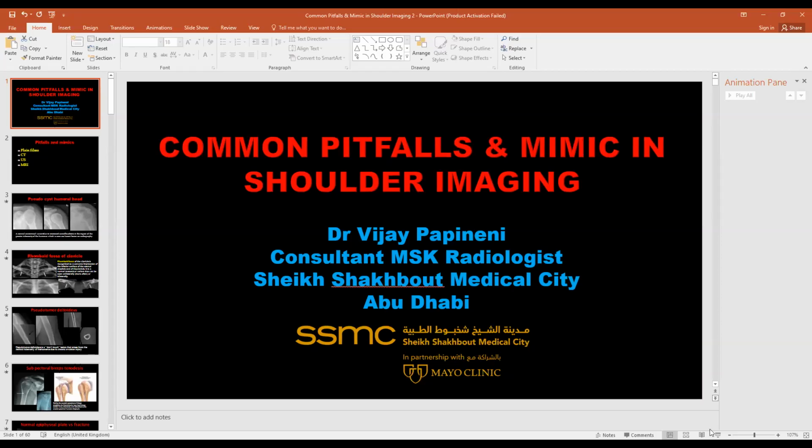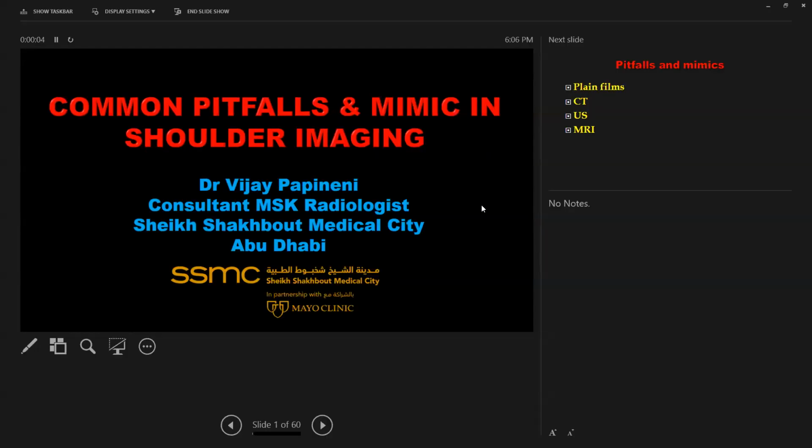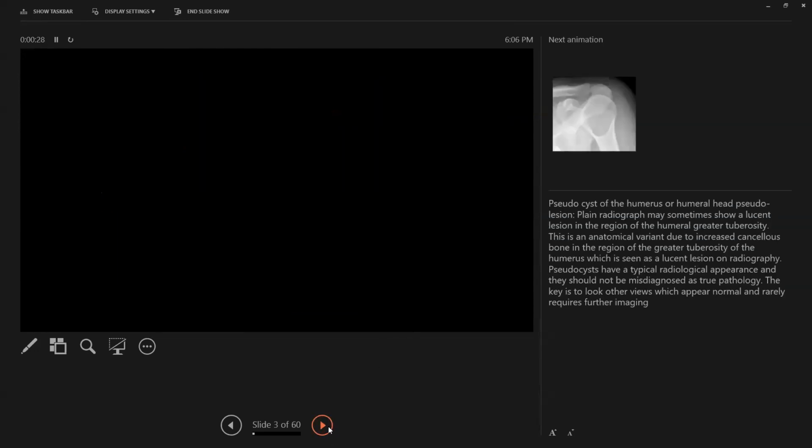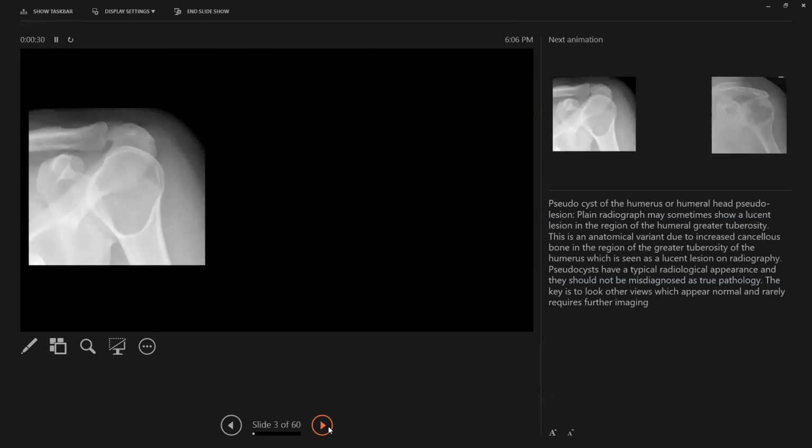So today's topic is common pitfalls and mimics in shoulder imaging. What I try to do is divide my topic into modalities. So we'll go through some plain film pitfalls, see if we can address them, then CT, ultrasound, and MRI. So it is divided into four main sections. Directly going through some pictures.